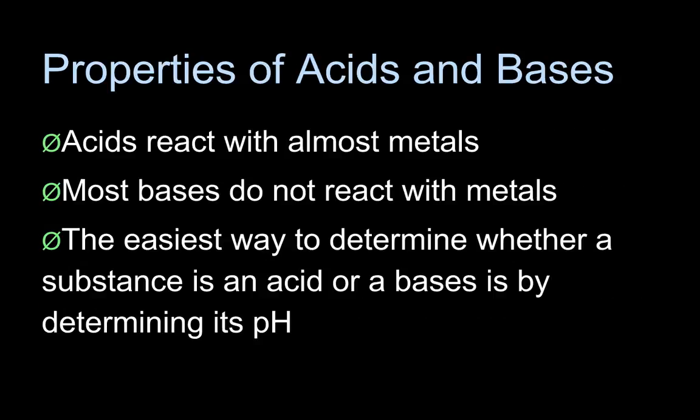So, the properties of acids and bases. Acids react with almost all metals. Most bases do not react with metals, and you talked previously about the periodic table, so you know what a metal and a nonmetal is. Now, the easiest way to determine whether a substance is an acid or a base is by determining its pH.